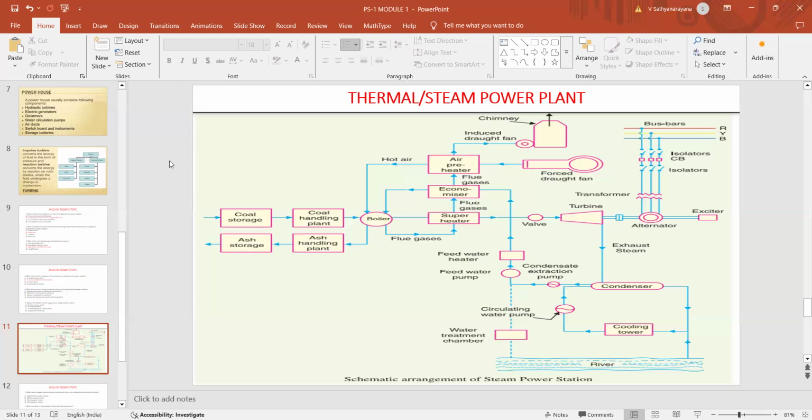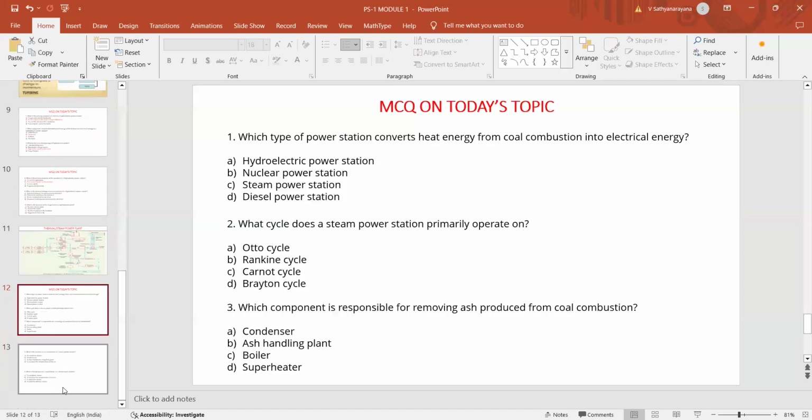I hope every component in this schematic diagram is clear now, so that we can go for a small set of multiple choice questions on today's topic. Can anyone answer the first one? First one answer. C. Which type of power station converts heat energy from coal combustion?